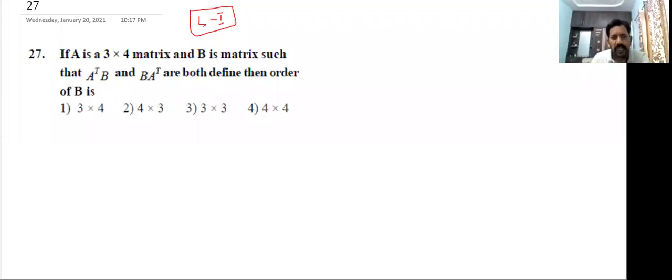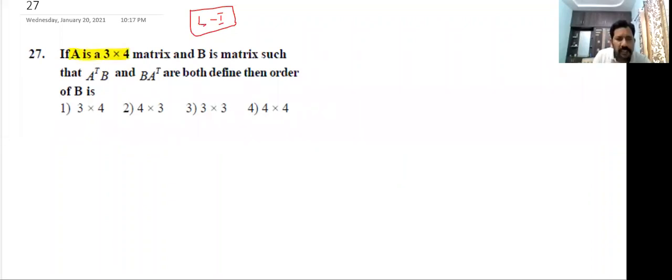In the previous class, we completed the concept of symmetric, skew symmetric, transpose of a matrix, and the special types of matrices. In that concept, I am going to discuss some problems. Okay, first read the question, what is given.